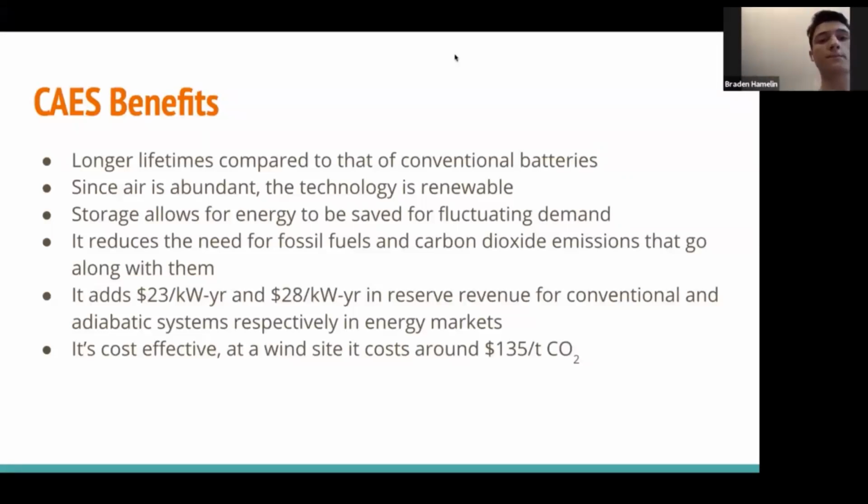It's also cost effective. Compressed air energy storage can be put pretty much anywhere, as we mentioned, but it is most cost effective at a wind site, and it costs around $135 per ton of CO2, meaning that it saves quite a bit of money over another system.